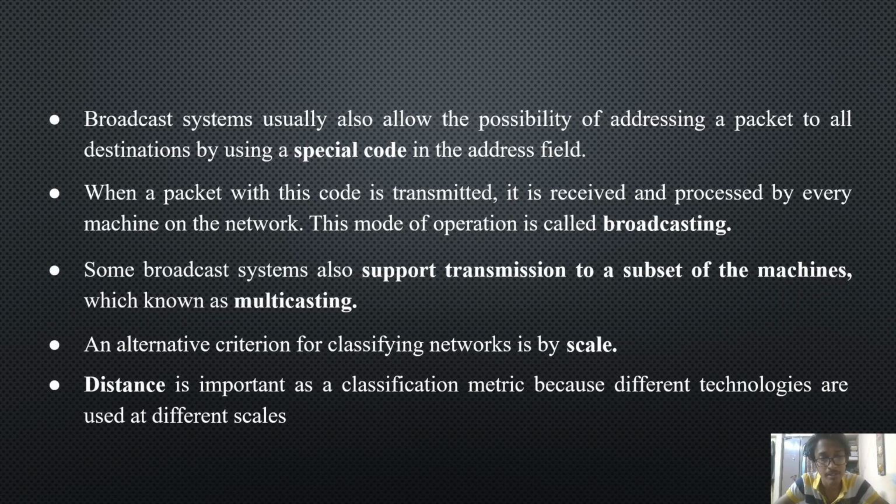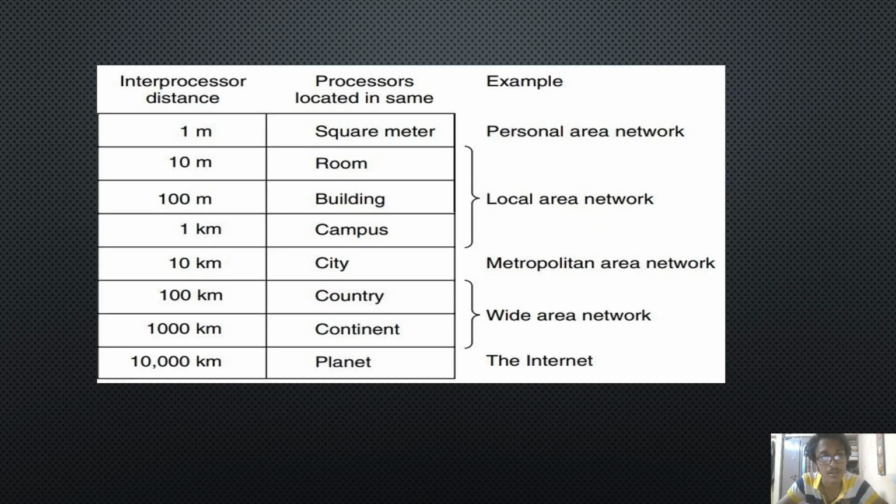An alternative criterion for classifying networks is by scale. Distance is important as a classification metric because different technologies are used at different scales. Here you can see the types of networks and the interprocessor distances, and how they are located according to the interprocessor distance. For example, 1 meter is a square meter, 10 meters is one room, then 100 meters is one building. You can pause it and see.